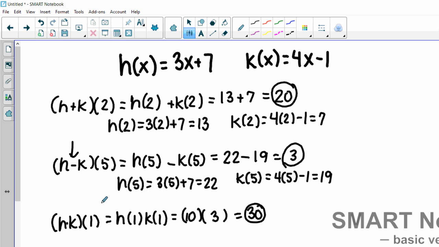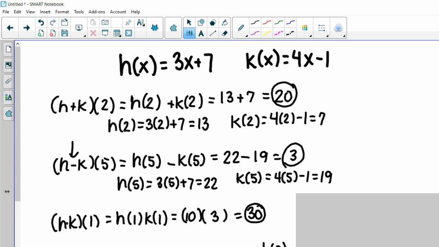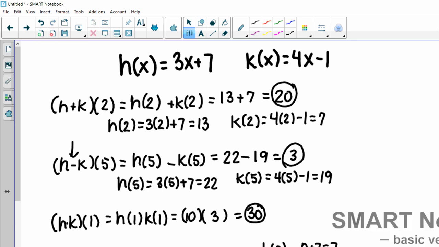H over k of 0 means I'm going to plug 0 into h and 0 into k. That does not look like a k, so I'll fix it. And then I'm going to divide. So h of 0 is 3 times 0 plus 7, which is 7. K of 0 is 4 times 0, which is 0, minus 1, which is negative 1. We'll just go with the scribble path today. So I have 7 divided by negative 1. Now, every time I have a fraction, all semester long, anytime it reduces to lower terms or there's a nicer way to write it, I need to go ahead and reduce it or write it that way.